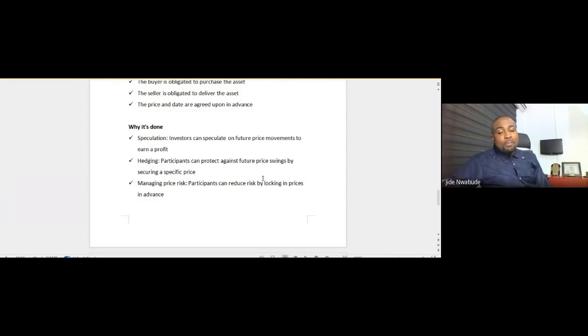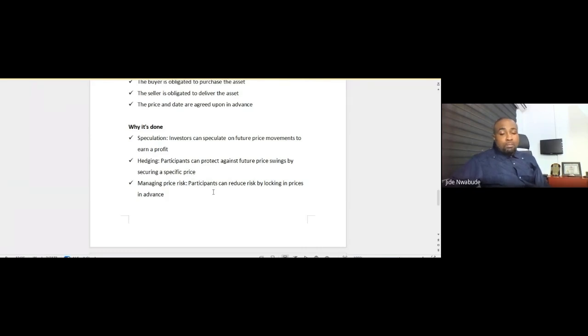You secure a price in case the market swings in one direction or swings in the opposite direction. Your take profit will close you out in profit, or your stop loss will close you out in loss. Now, for managing risk, a participant reduces their risk by locking in profits, locking in the prices in advance.